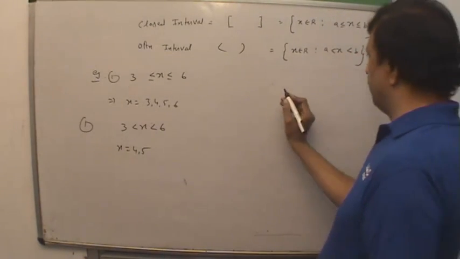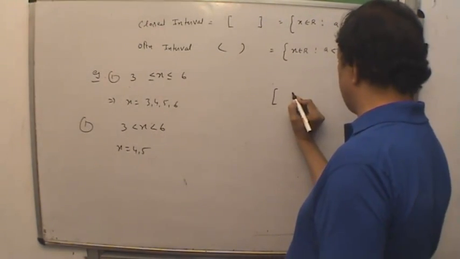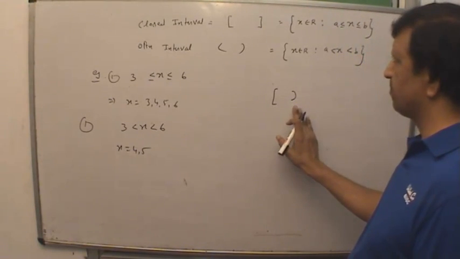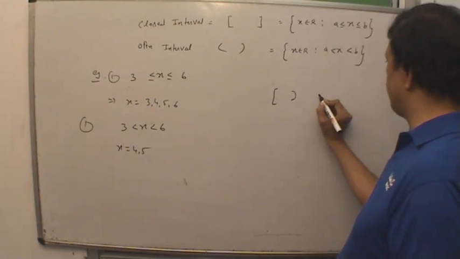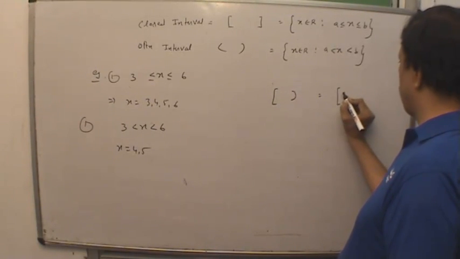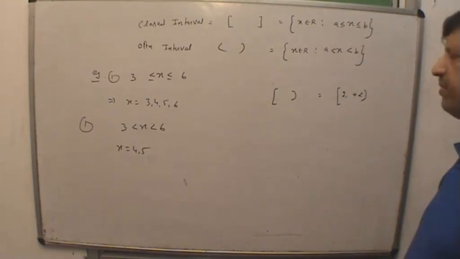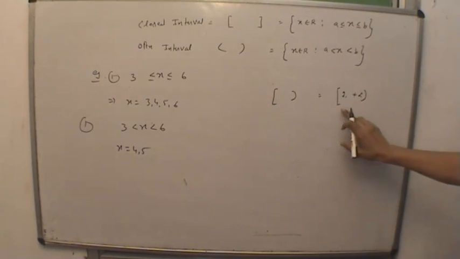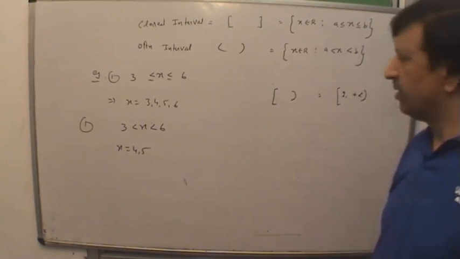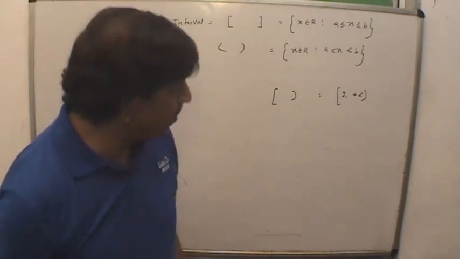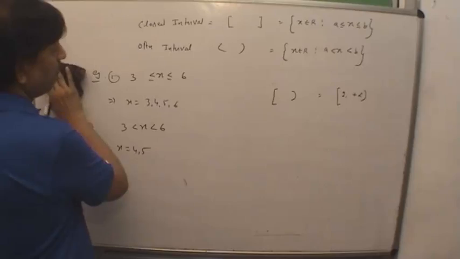If it is like this, it means it is closed from one side and open from the other side. For example, say from 2 to plus infinity. Here it is closed at 2 and up to infinity it is open. In this way we can represent intervals. Now, let us know about functions.